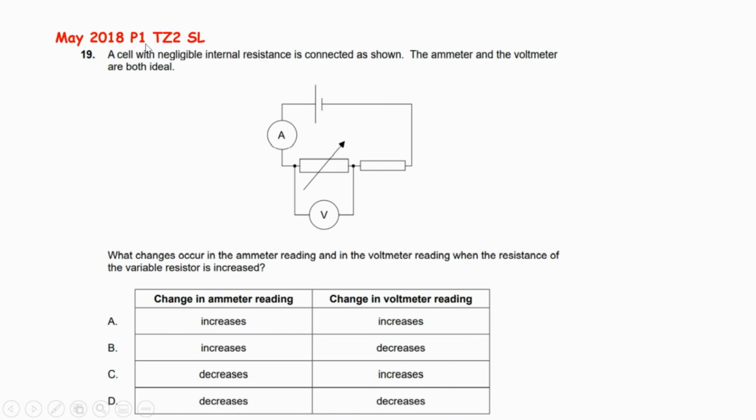May 2018, Paper 1, Time Zone 2, Standard Level. This question is for IB students. Question 19. A cell with negligible internal resistance is connected as shown.